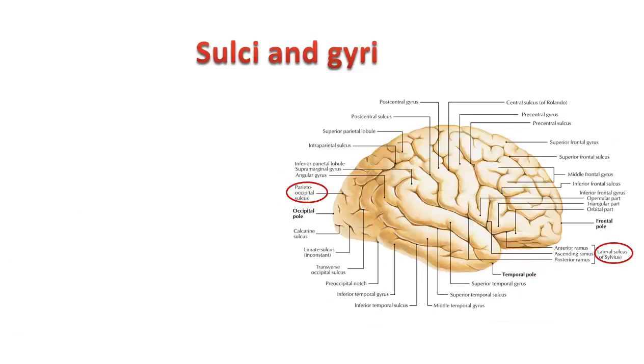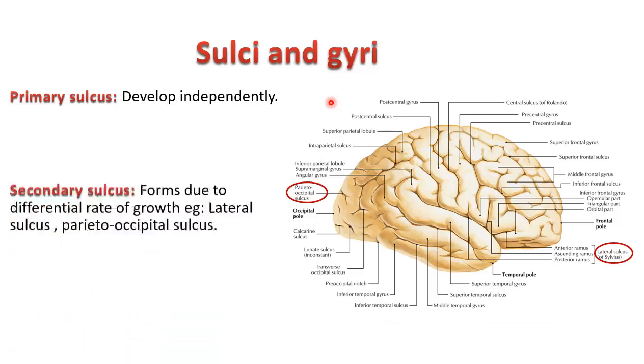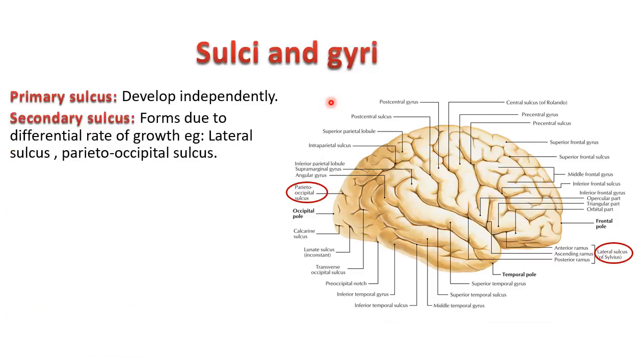Next, passing on to the other classification of the sulcus, mainly the primary sulcus. Independently it develops. During development itself, these are sulci independent of other factors, whereas a secondary sulcus forms due to a differential rate of growth. For example, one area might grow at a faster rate and another area might grow at a different rate or in a different direction. And a classical example of the secondary sulcus is your lateral sulcus.